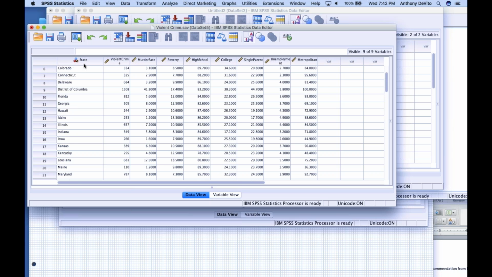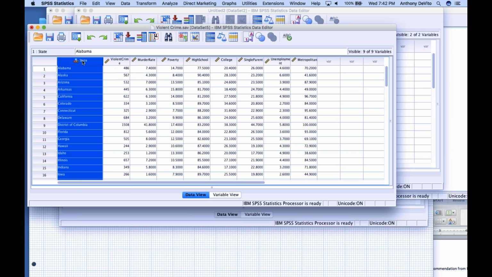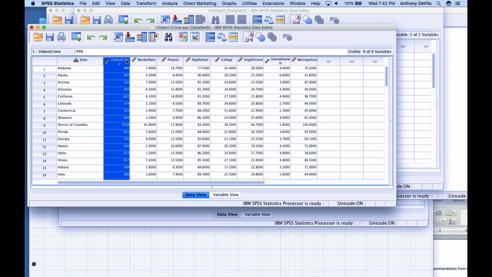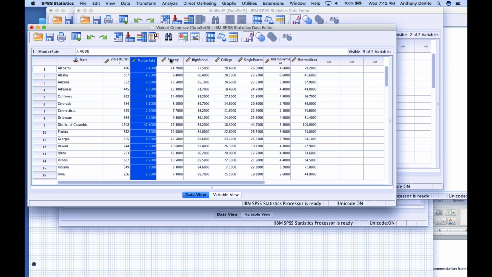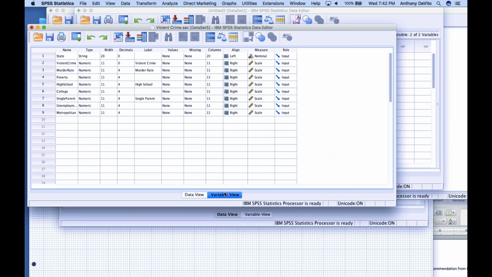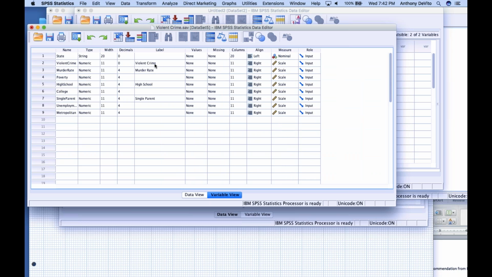So let's see what the variables are. This is the state, a categorical variable. The violent crime rate, the murder rate. These are percentages, I guess, or numbers per thousand or 100,000. It would be nice if the label gave what the units were, but we don't have to worry about it. Units are not that important to us right now.